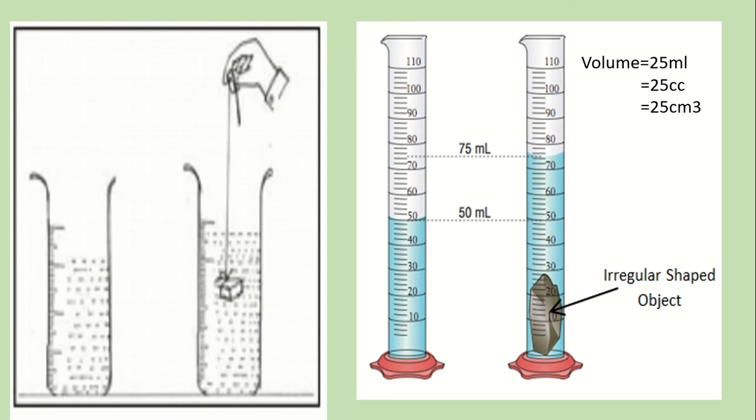Then what will happen? We will see the water level suddenly rises. Then also mark the water level. Then we get 75 ml. So the difference of water is what? 25 ml. So the volume equals 25 ml, that is equal to 25 cc. That can also be written as 25 centimeter cube. So the volume of the irregular shaped object is 25 centimeter cube. Is it clear to you?